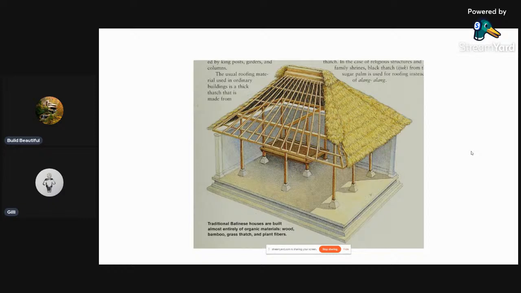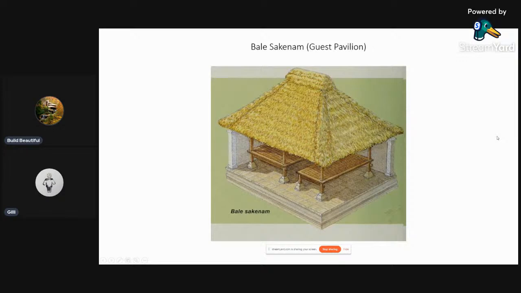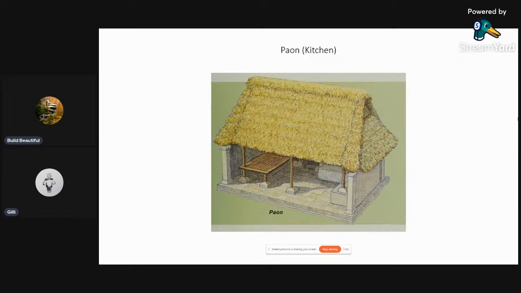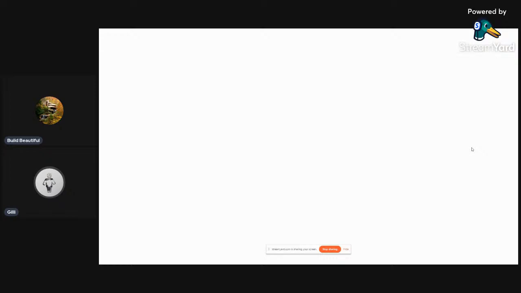I'm just showing some of the individual buildings. So you've got your sleeping pavilion there, then you've got your guest pavilion there, your kitchen there, and then you've got your granary. It's interesting, I guess, the climate here is very much driving it, and how it's not one structure, it's not one home, it's a series of rooms, so the compound forms the house.